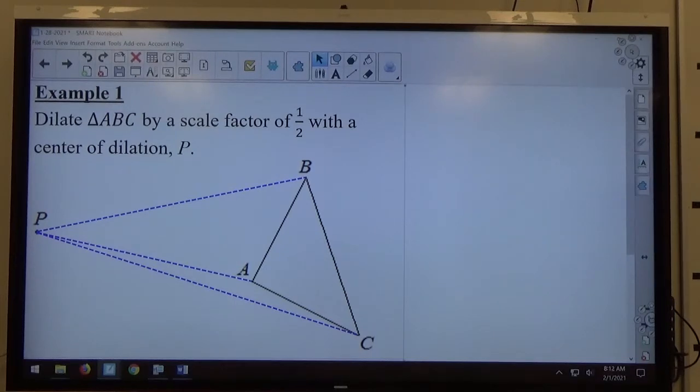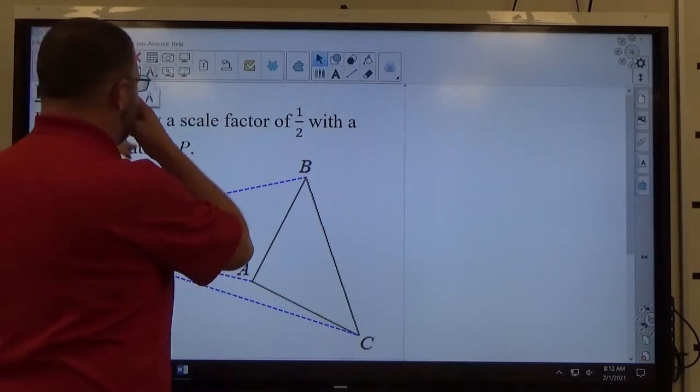And I'm only stopping at A, B, and C because my scale factor is less than 1. So my images will go towards the center of dilation. If the scale factor was larger than 1, the points would go away from it, so we would need to extend those lines further out. And what I want to do is get my straight edge and measure. I think measuring in centimeters is better than inches. It's a little more accurate.